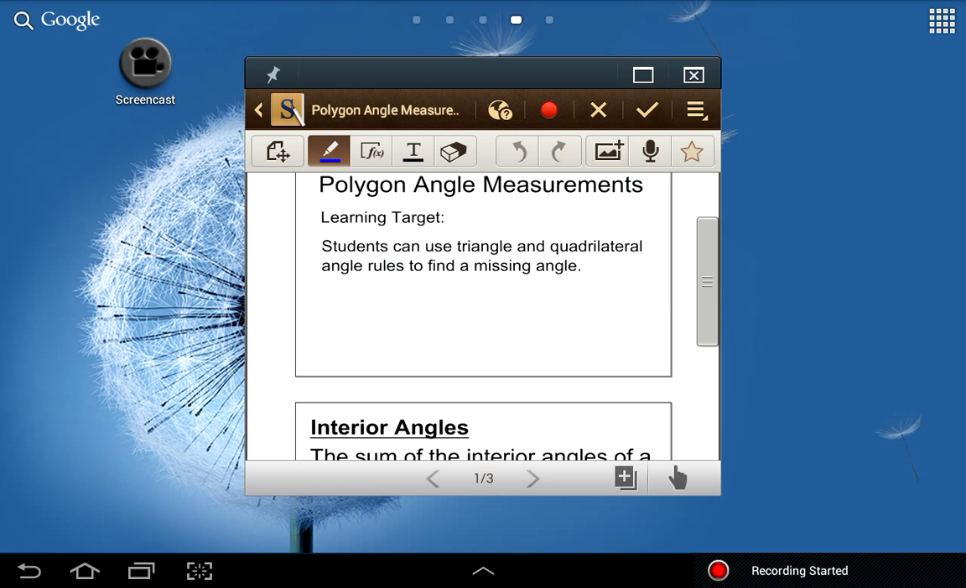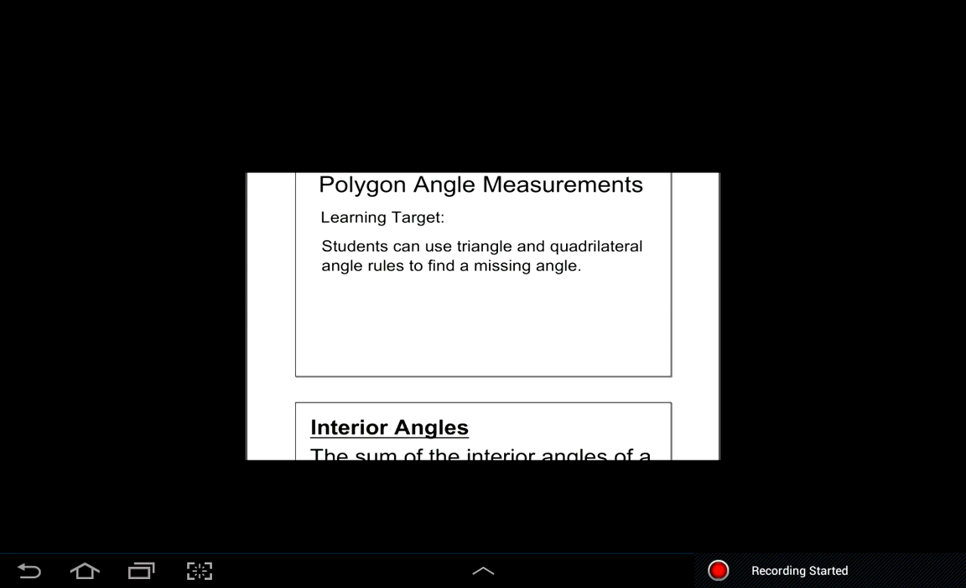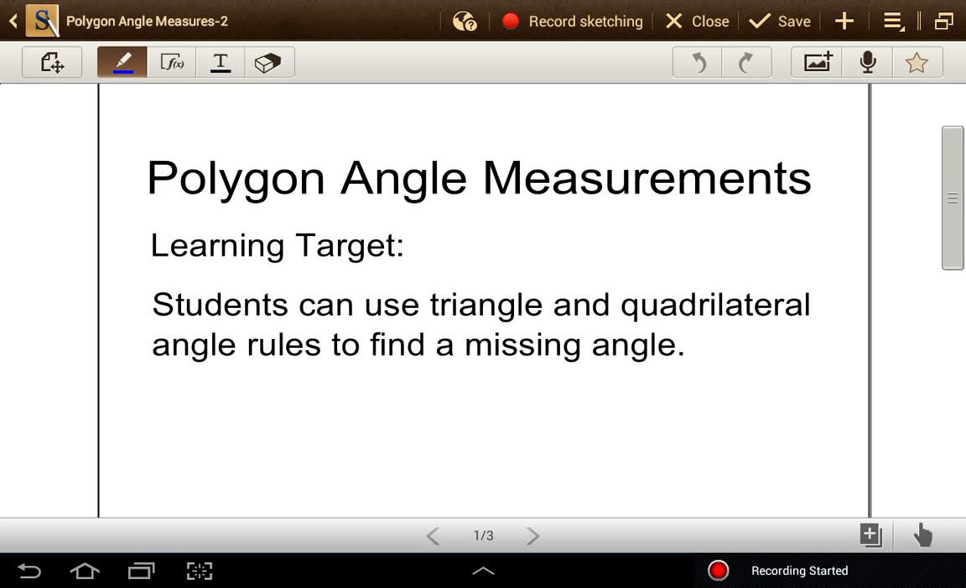Okay, polygon angle measurements. Let's go over that today. Our learning target is students can use triangle and quadrilateral angle rules to find a missing angle. So we're only going to talk about triangles and quadrilaterals with our angle measurements. We're not going to go beyond that right now. If you need to pause and write that down, go ahead. Otherwise, I'll be moving on.